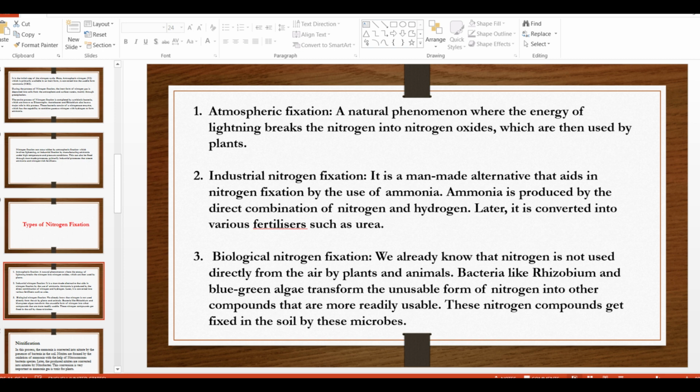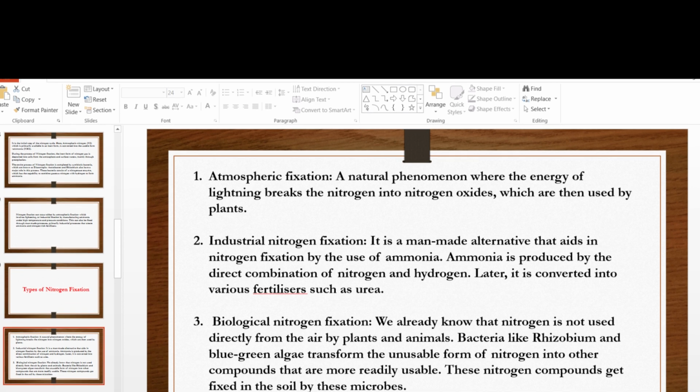3. Biological nitrogen fixation. We already know that nitrogen is not used directly from the air by plants and animals. Bacteria like Rhizobium and blue-green algae transform the unusable form of nitrogen into other compounds that are more readily usable. These nitrogen compounds get fixed in the soil by these microbes.